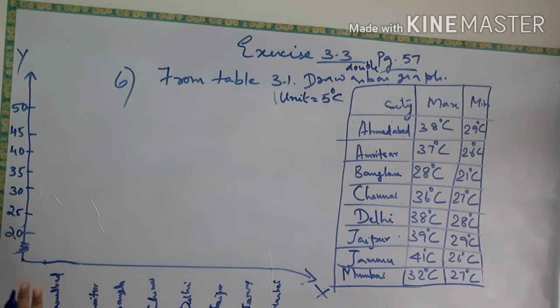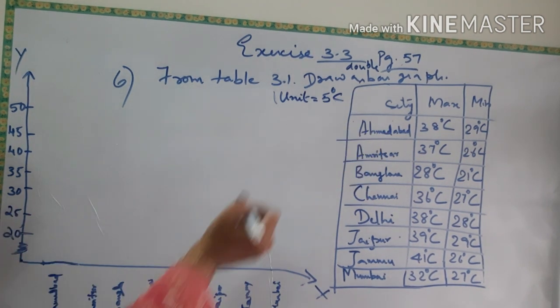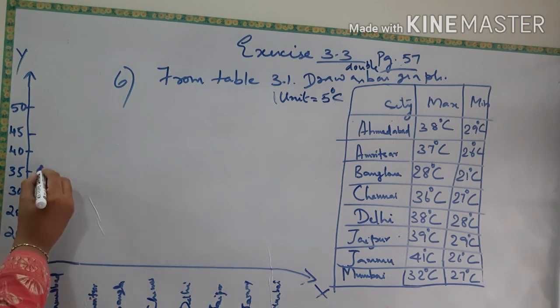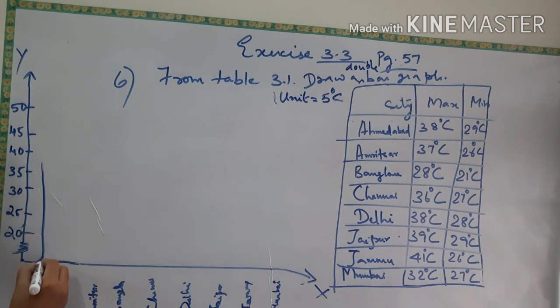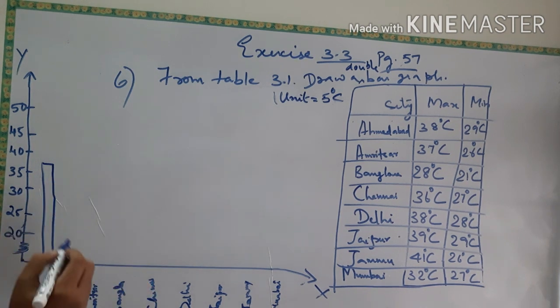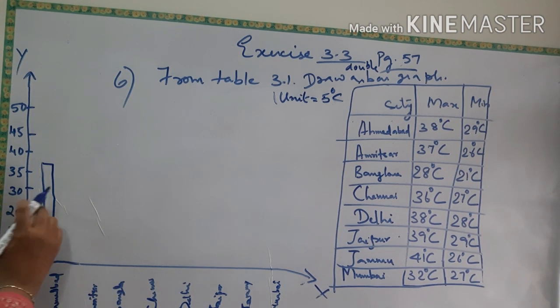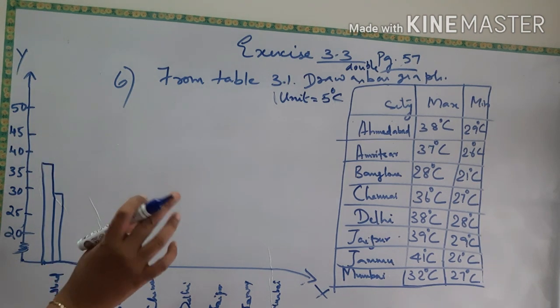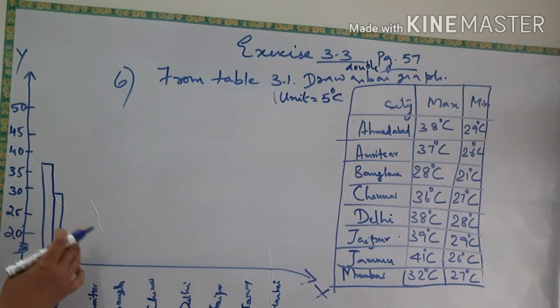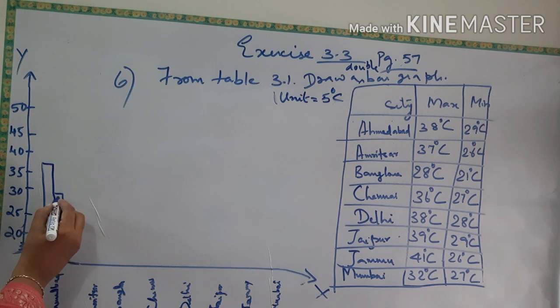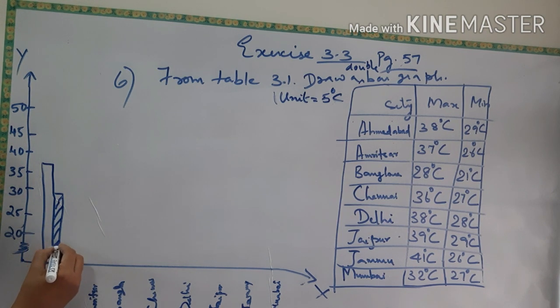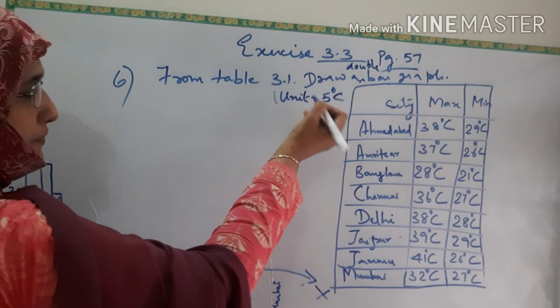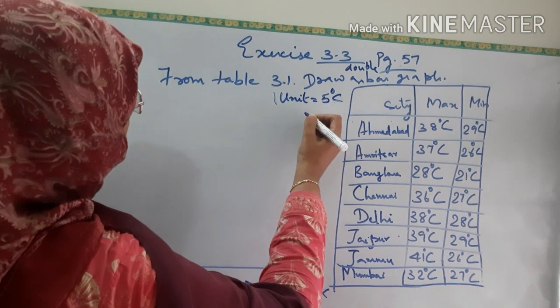Now let us start drawing the bars. Ahmedabad, the maximum is 38 degrees Celsius. So see, it will be somewhere here. And what is the minimum? It is 29. I told you before, to know the difference between the two bars, there should be some change. So one we can shade. Okay, I am shading the second one. And it should be written here somewhere that you are shading the second one.